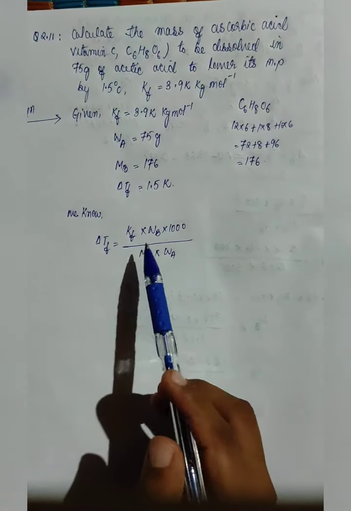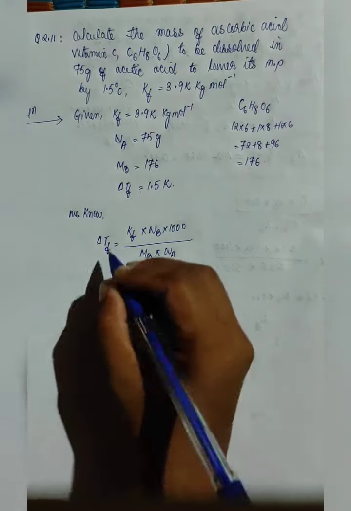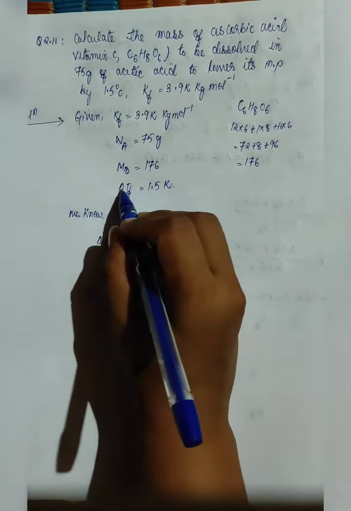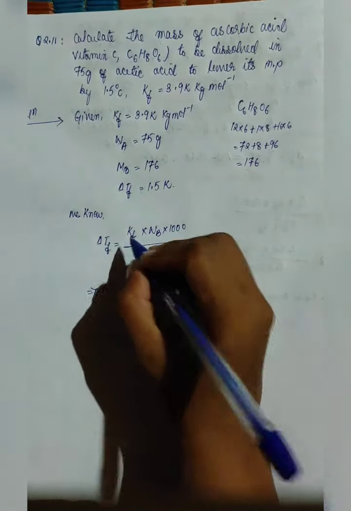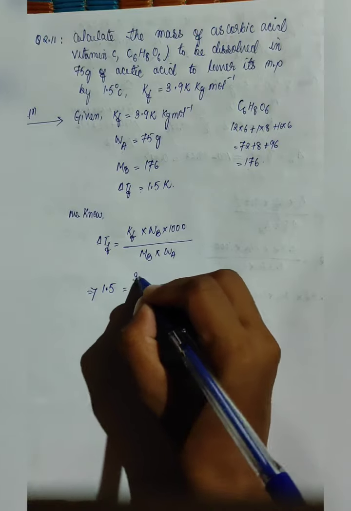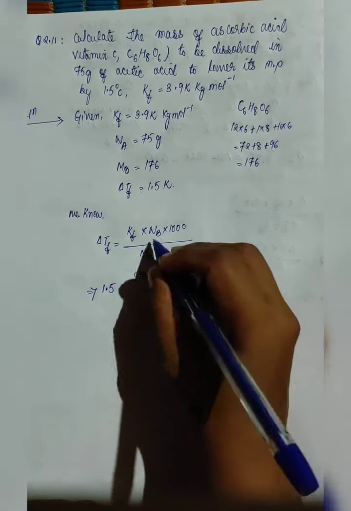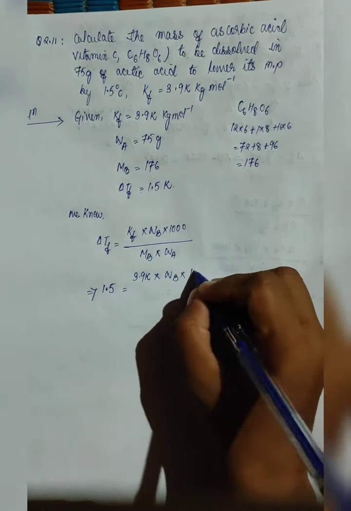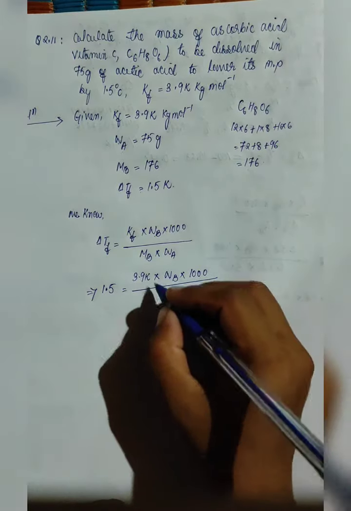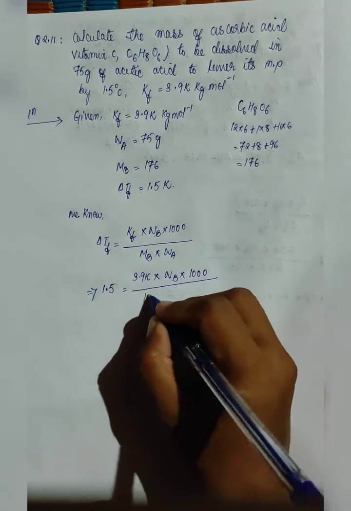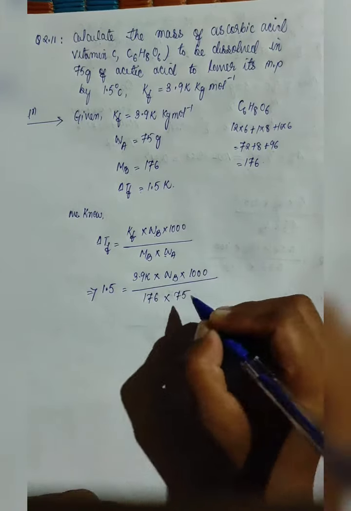Same as the previous question, we have to find the mass of ascorbic acid. So here delta Tf is given as 1.5, which is equal to Kf, whose value is also mentioned, 3.9 K, into Wb, which we have to find out, divided by 1000. From the formula, Mb we already have, 176, into Wa, we already have, 75.